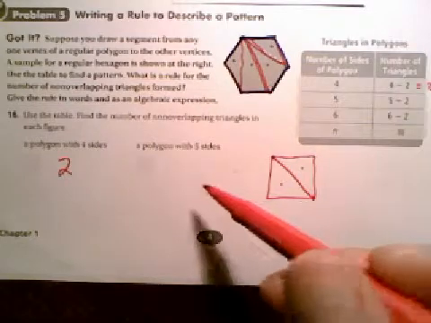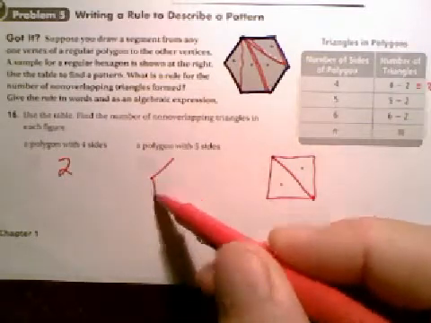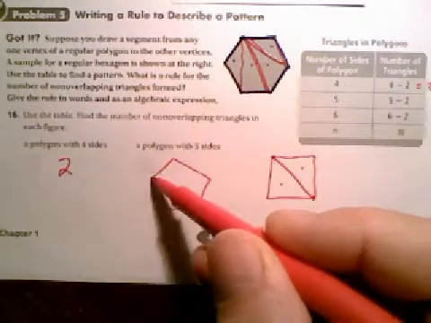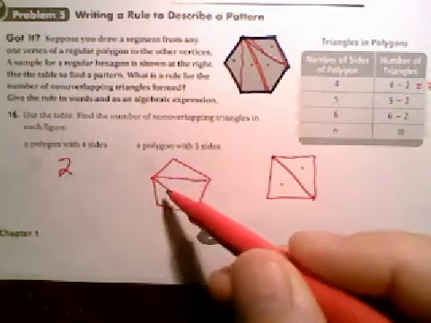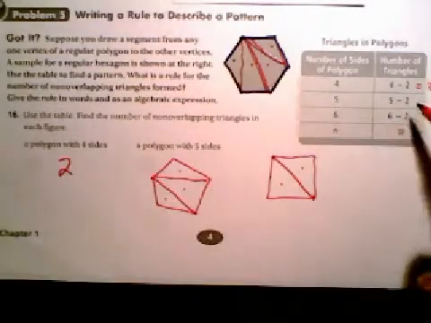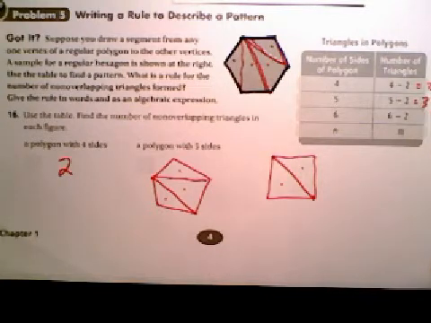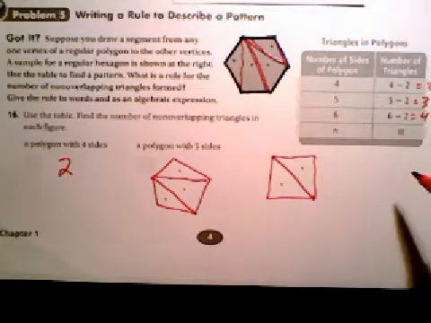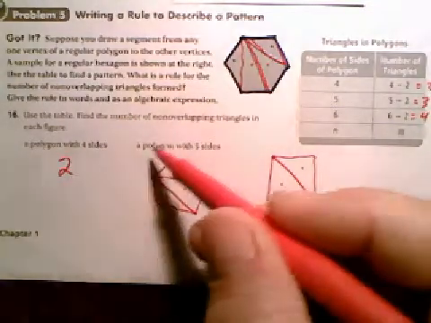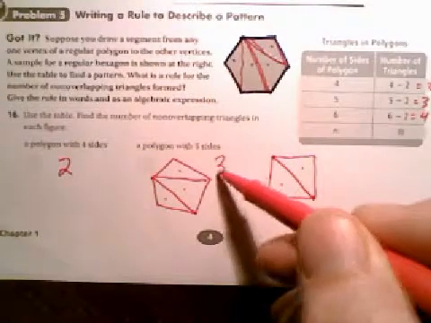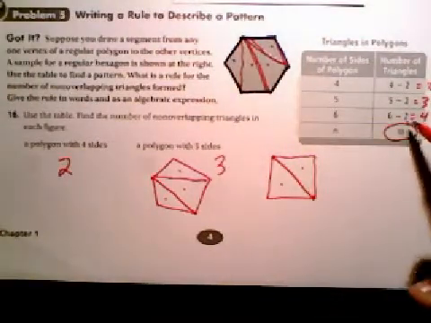A polygon with 5 sides, if you actually drew it, you have 1, 2. You can do this on your own too. 1, 2, 3. We have 3. So 5 sides minus 2. It seems to be a pattern here. Remember, with 6 sides, we had 4 triangles. And then, okay, so a polygon with 5 sides, we've got 3. But what would this guy be right here?